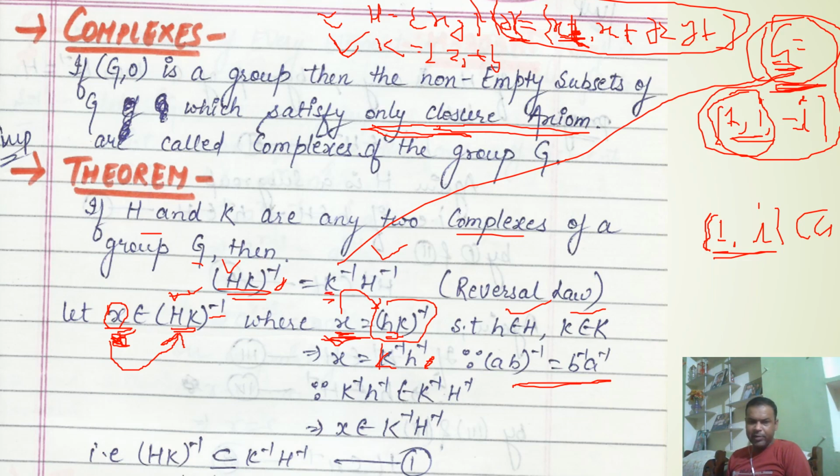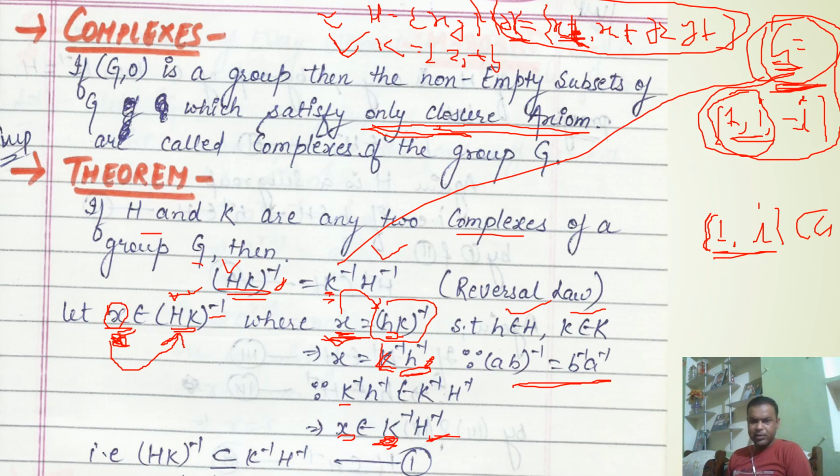Whichever property of G is applied on the elements, the same property will apply on the elements of K. So here we can write the reversal law. If you look at it carefully, the first element is k, which is taken from the first complex, and the second element is h inverse. It means it is taken from the inverse of the second complex, and the first is taken from the inverse of the first complex. So we can say that here x inverse belongs to K inverse H inverse.